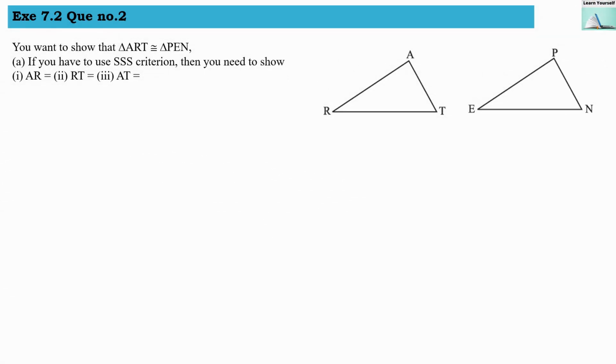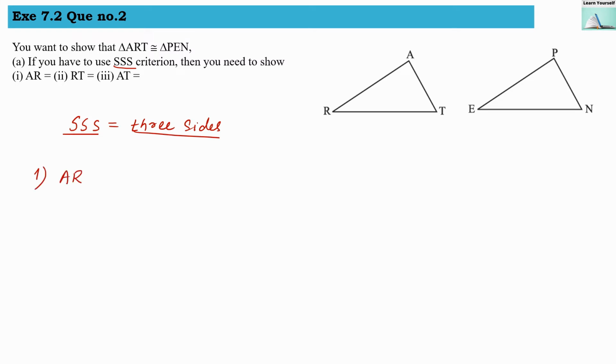Exercise 7.2, question number 2. You want to show that triangle ART is congruent with PEN as per the figure. If you have to use SSS criteria, then you need to show. So here our criteria is fixed, that we are showing SSS criteria as per this. Three sides of both the triangles have to be equal to each other and they have to be congruent with each other.